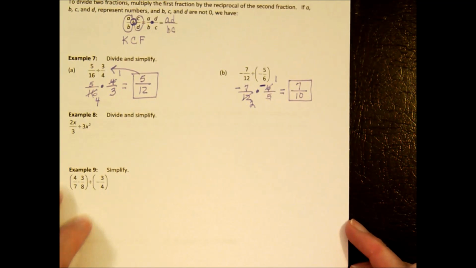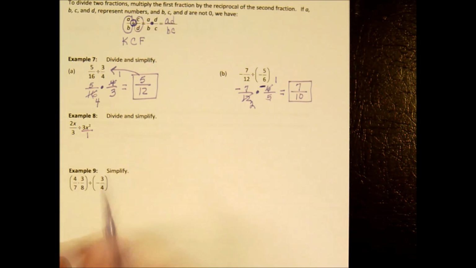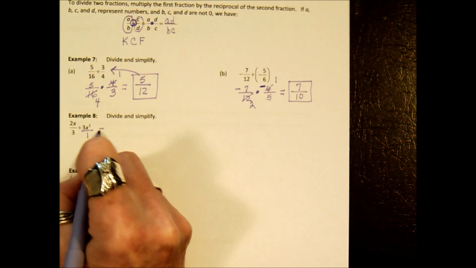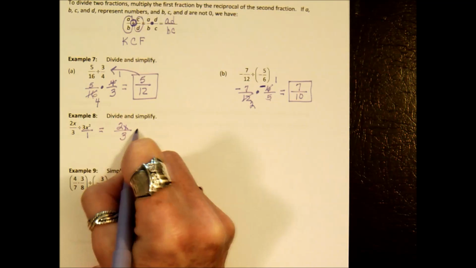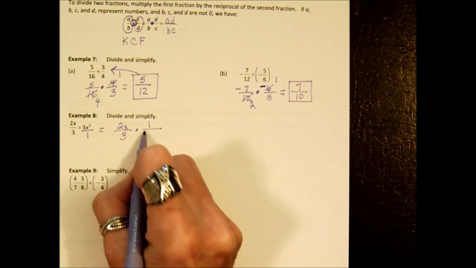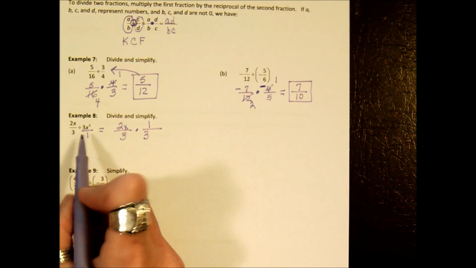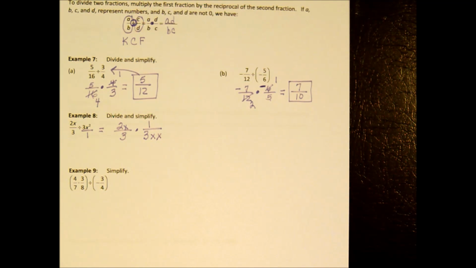All right, divide and simplify. Here I have a whole number, so the first thing I'm going to do is put it over 1 so that I can see what its reciprocal looks like. So I keep the first, change to multiplication, flip to the reciprocal of the second, and at the same time I'm going to take the x squared and write it in its expanded form, x times x.